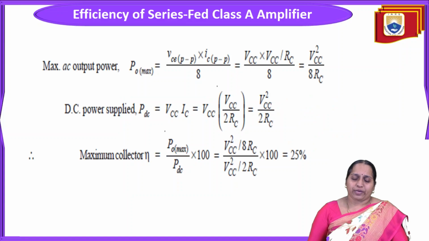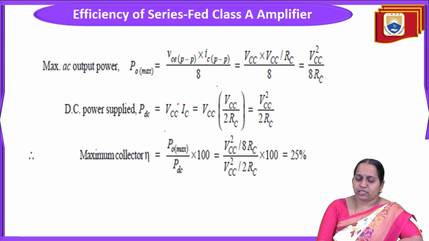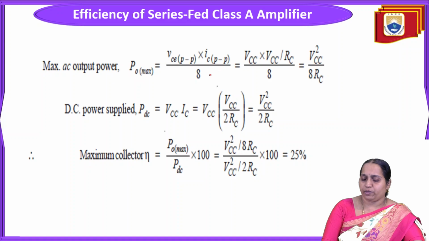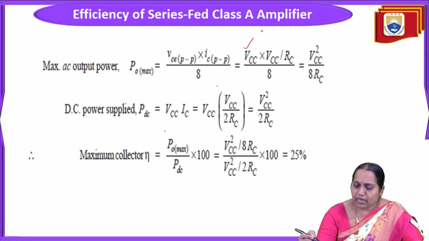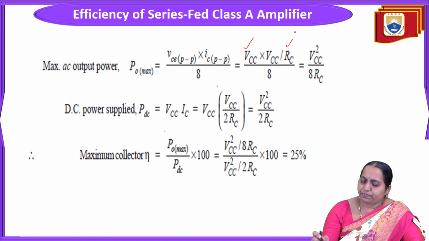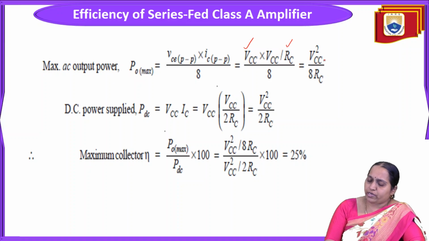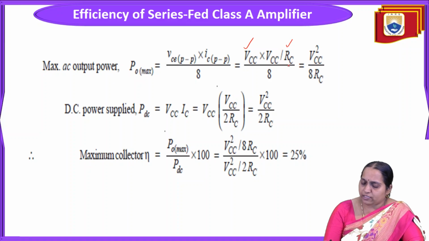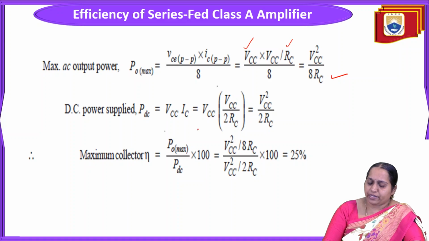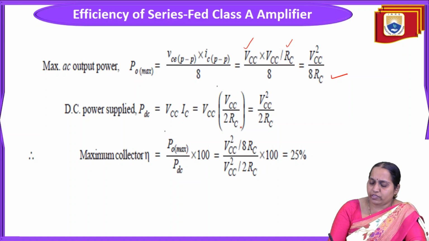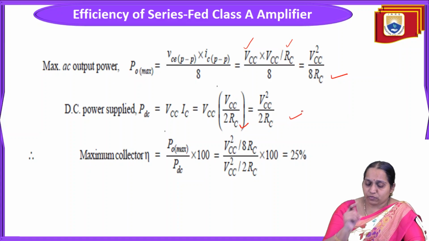Now coming to maximum AC output power, P0 max is given by VCE peak to peak into IC peak to peak by 8. So VCE peak to peak is nothing but VCC, IC peak to peak is VCC by RC. So on multiplication, we'll get VCC square by 8 RC. Now, whereas DC power supplied is given by VCC into IC. IC is nothing but VCC by 2 RC. So on multiplication of these two, you'll be getting VCC square by 2 RC.